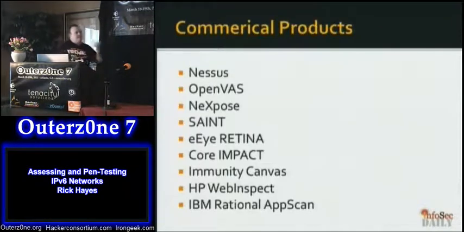Commercial tools. This is funny when you start talking about commercial tools that support IPv6. Read the fine print on what it actually supports. Nessus supports it, but with Nessus, you have to give it an interface. Well, if you're running Nessus on a Windows box, what's your interface name? Does anyone know? I'm sorry?